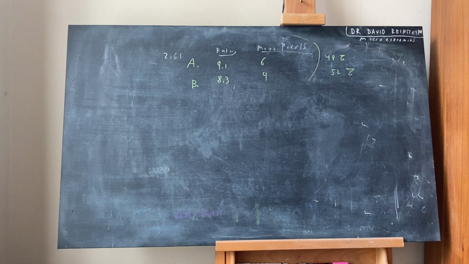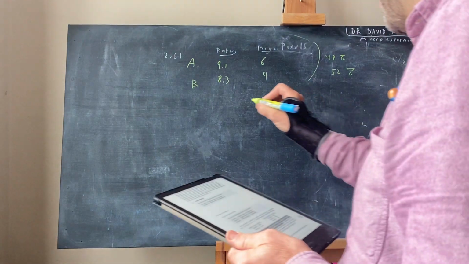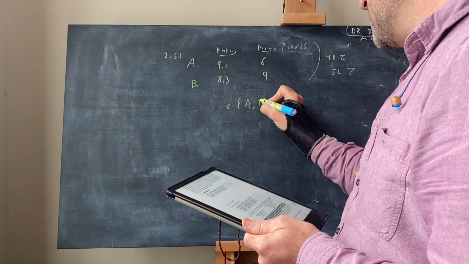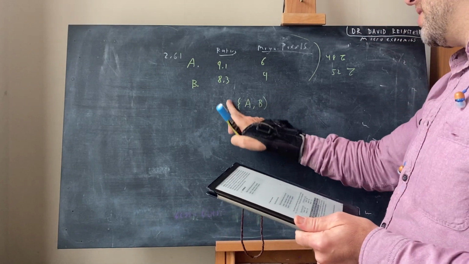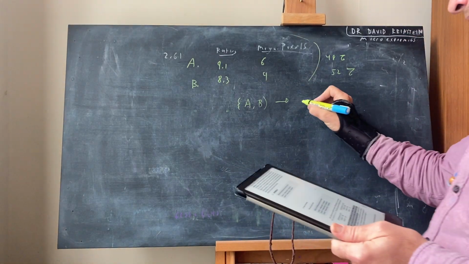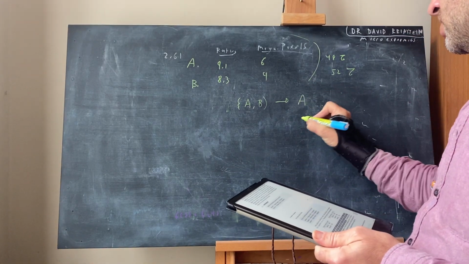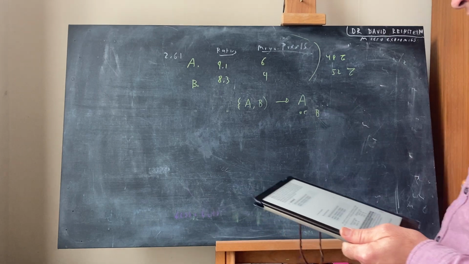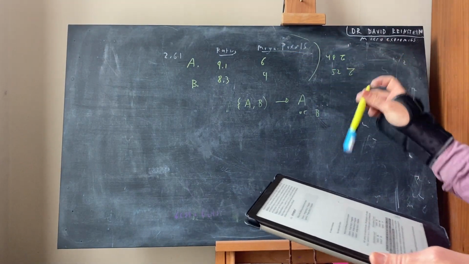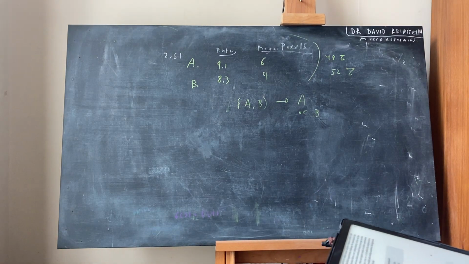Okay. So it looks like the choice function maps from {A, B} to, well, sometimes A, sometimes B. Some people have a choice function that maps to A, and others have a choice function that maps to B.